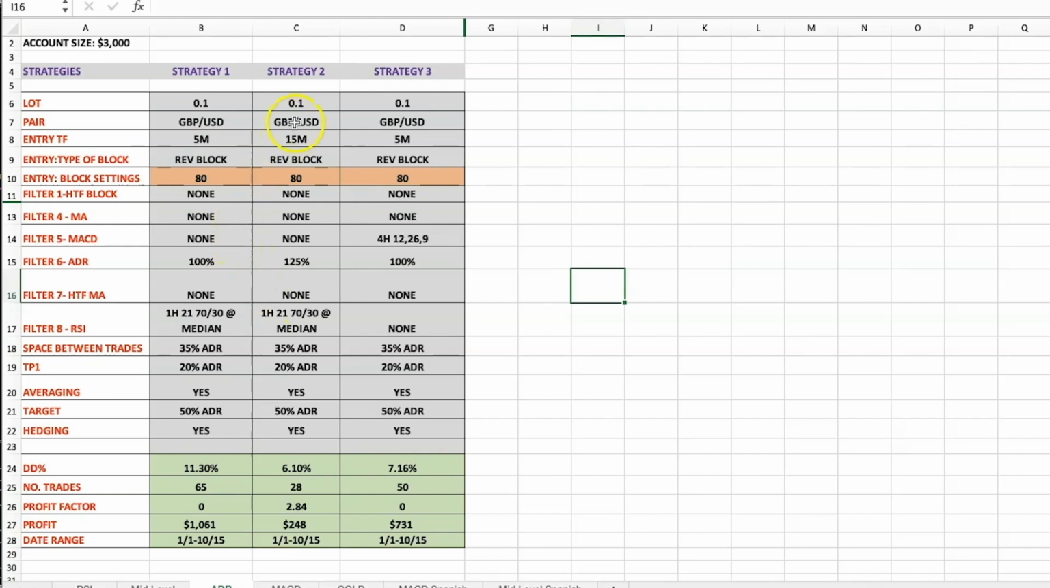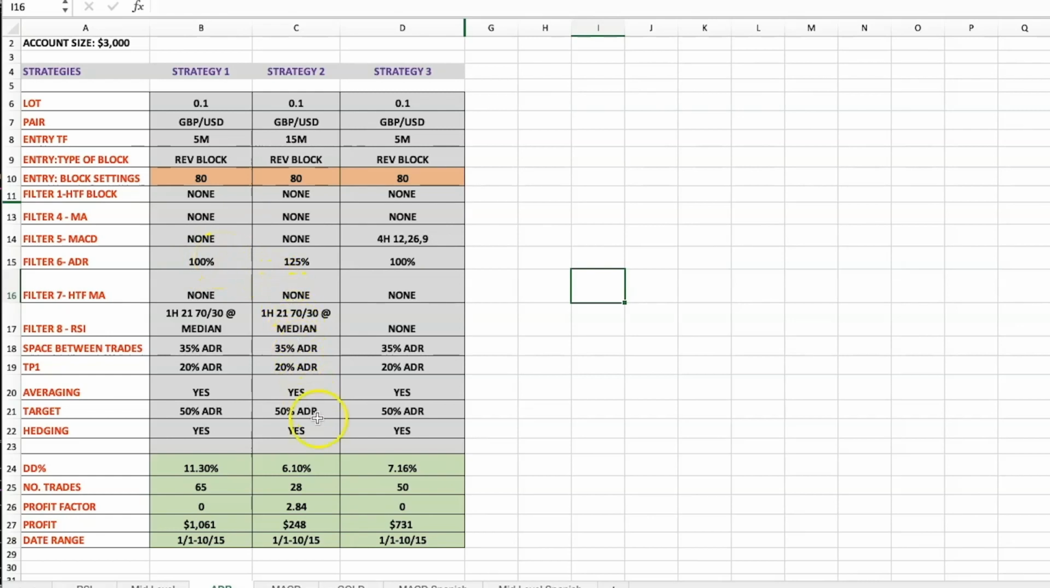So now I jumped to 15 minutes, pretty much the same thing. The only thing that I changed was, of course, the 15-minute block, and I also tried it with the ADR starting only at 125 or above or below 125, right? So if it reaches 100 only, it's not going to trigger an entry.